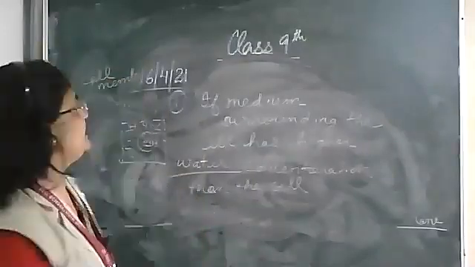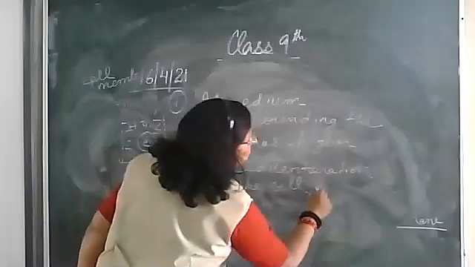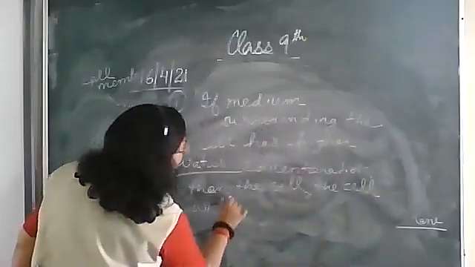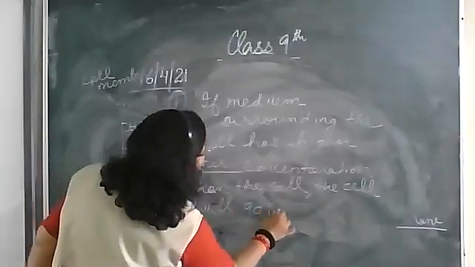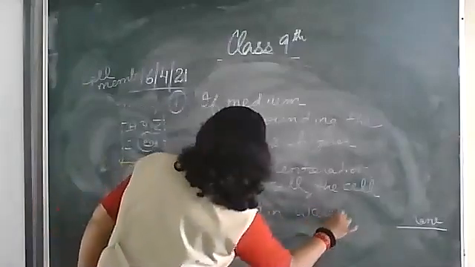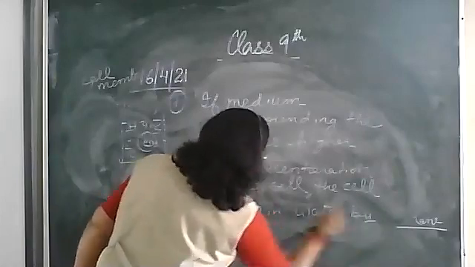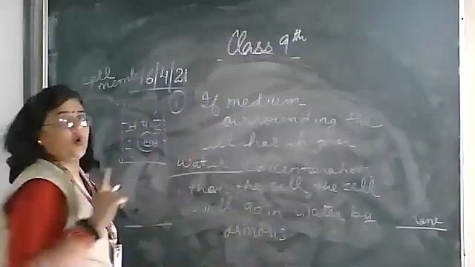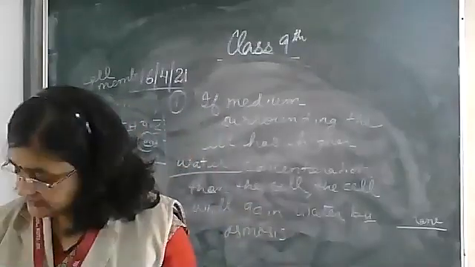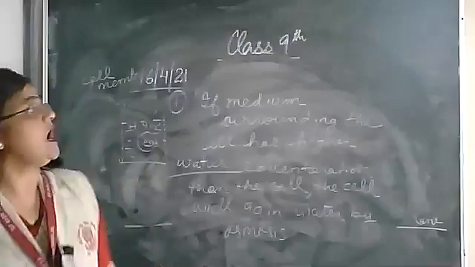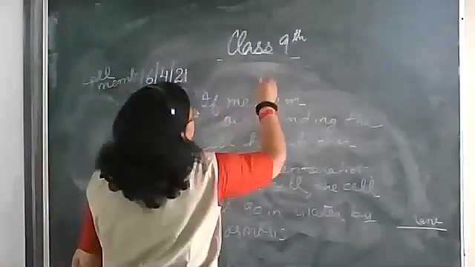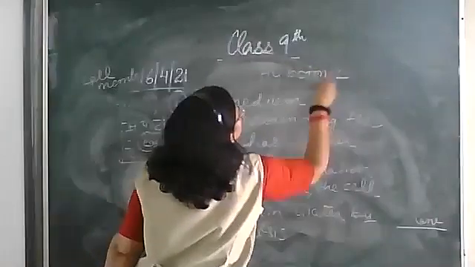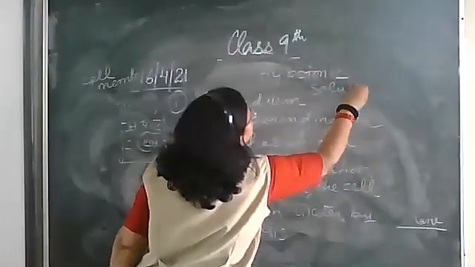The cell will gain water by osmosis. This type of solution is called a hypotonic solution. This type of solution, what is it called? Hypotonic solution.